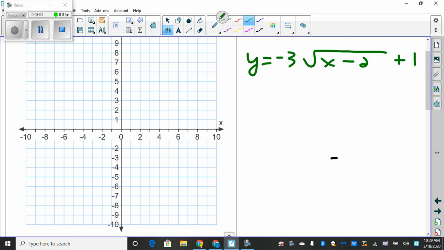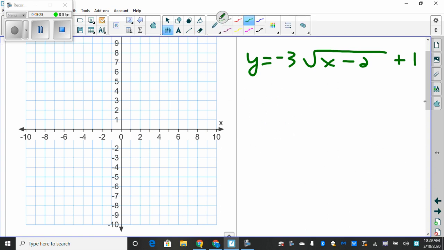Now remember, we could think a lot about this even before we started, right? It's negative and it's a square root. Remember, mama of square root looks like this, yeah? So the negative one is going to look like that. It's also going to move 2 to the right and 1 up. So when I'm done, it's probably going to look something like that. But we'll see.